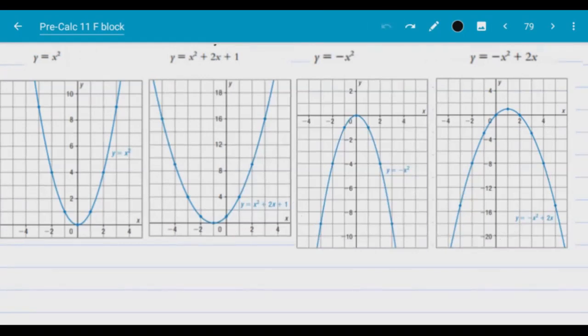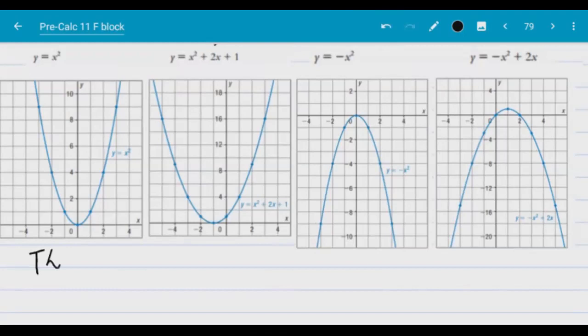What do you notice? These two graphs open up. As you can see, the curves go up, while these two open down, going this way. Is there anything that you see in the equations that probably made this happen? Well, it is all about the values in front of the x squared.